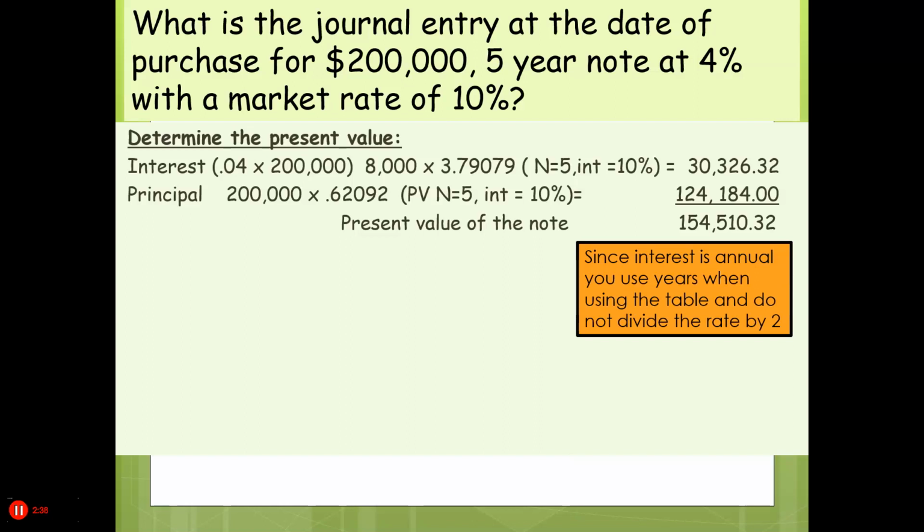Now again, since interest is annual, we're not going to divide by 2 nor multiply the number of periods by 2, because it's annual.